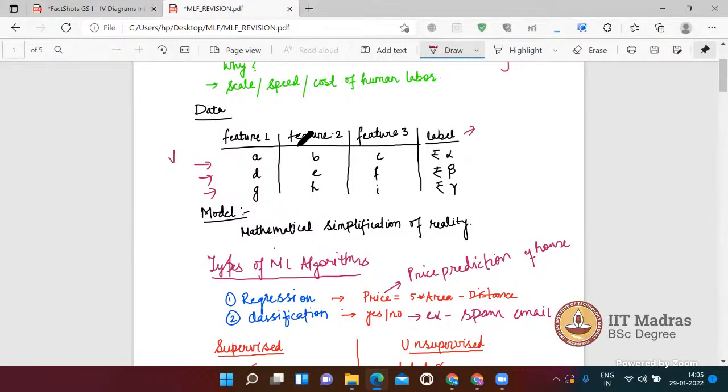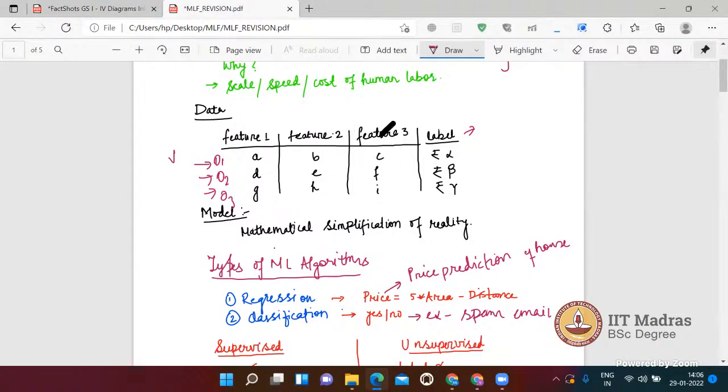We are having three features in this example, features 1, 2, 3. This is the first observation, this is the second, and this is the third. So for the first observation, we have the value A for feature 1, B for feature 2, and C for feature 3.